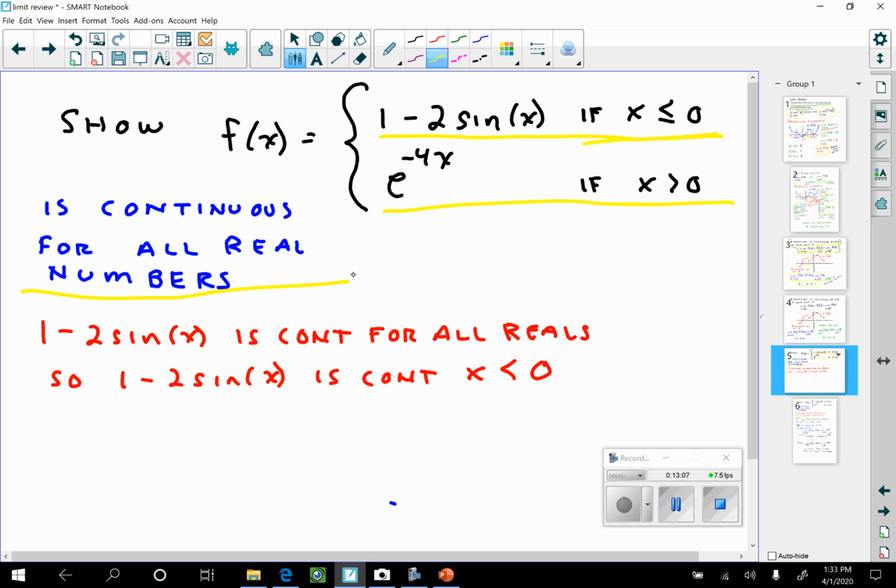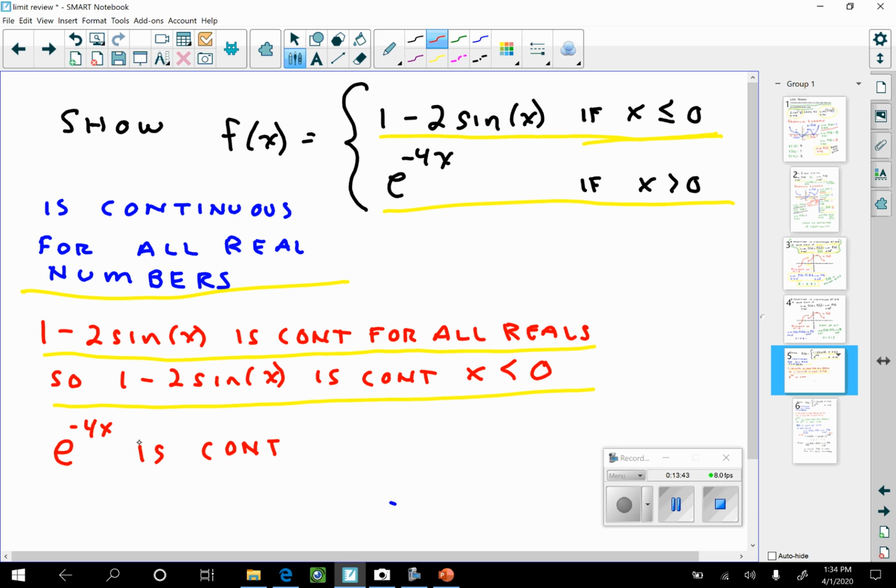In the first statement I'm going to make, if I look at 1 minus 2 sine of x, that's continuous for all real numbers. This particular piece is continuous for all real numbers, and note when x is less than 0. The other thing that I can certainly state is that e to the -4x, same thing, is continuous for all real numbers. I know this. This is exponential, domain is all reals. This is trigonometric, domain all reals. This is continuous for all reals.